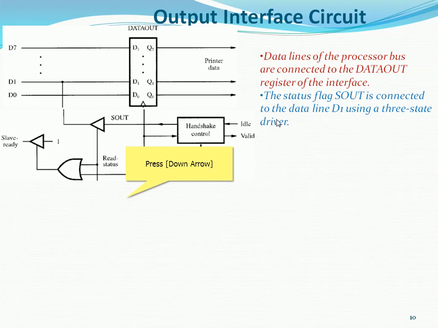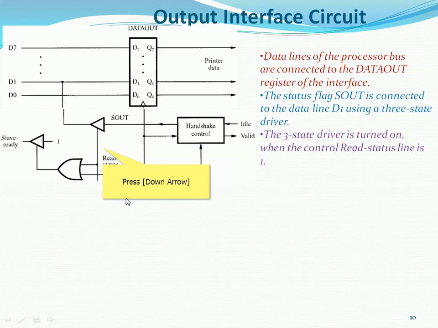And here, as we discussed in the previous slide, read status and load data decide the slave ready signal controls. In the previous slide we saw that A0 plays a role in deciding read status, load data, slave ready and master ready signals. The 3-state driver is turned on when the control read status is 1. When it becomes 1, the 3-state driver produces an output, that is the slave ready signal.